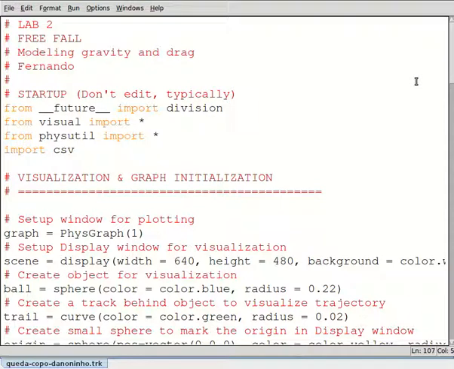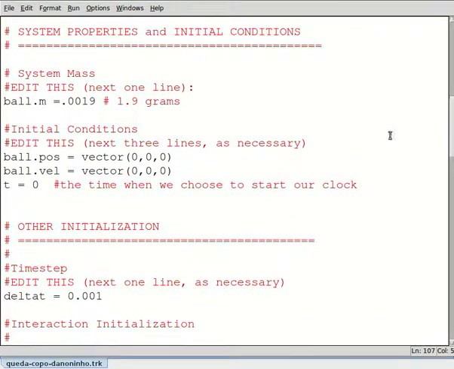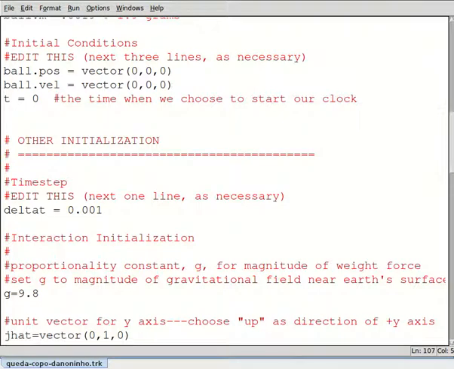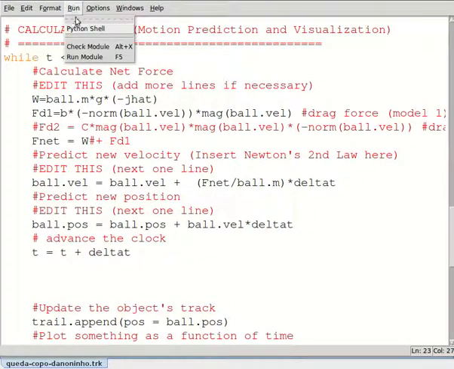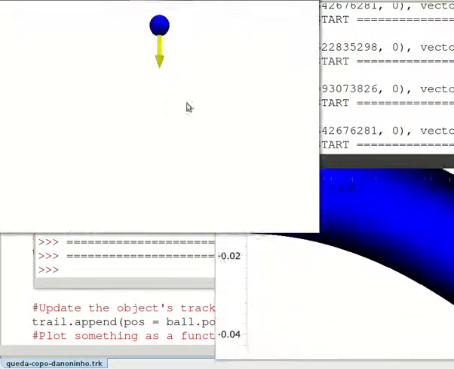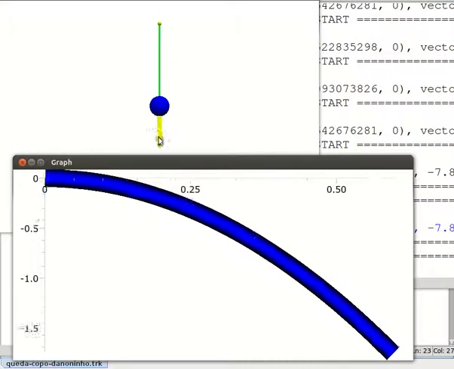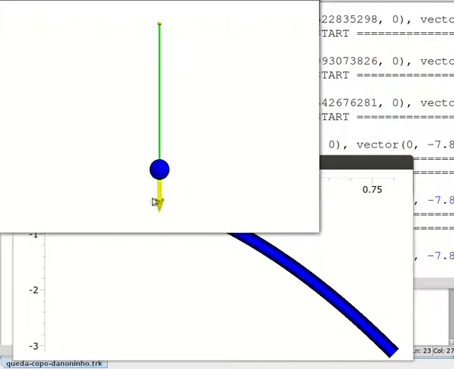We created some models using VPython and using the base code, adjusting initial conditions, the mass of the object. In the first model, we have only the influence of the weight, gravity, and F net equals only the weight. Running this first model, we have the following results. Here, the effect of weight.